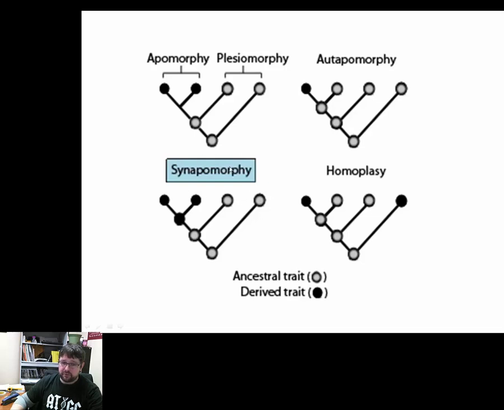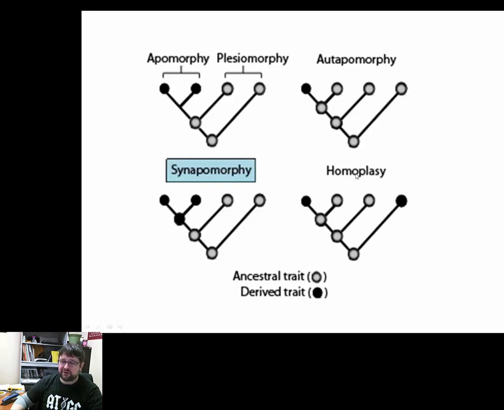Synapomorphy is a carryover from the ancestor. So the direct ancestor derived the character, and the two branches or two groups that came after it still maintain that derived characteristic. Homoplasy means that you typically have the same derived characteristic occurring at separate times on a phylogenetic tree or a cladogram, but the ancestors didn't derive it.